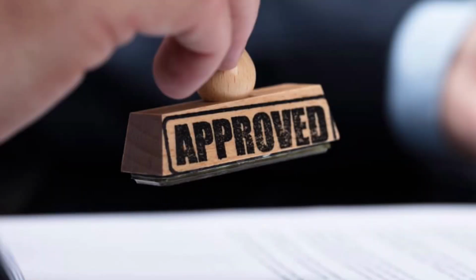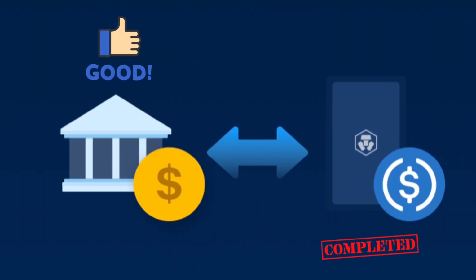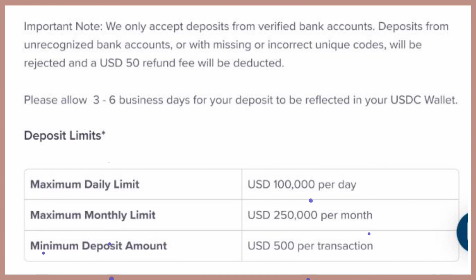Once your application is approved and you have successfully connected your bank account and USDC wallet, you can start depositing USD to receive USDC via Swift using your Crypto.com app. Please note they only accept deposits from verified bank accounts. Deposits from unrecognized bank accounts or with missing or incorrect unique codes will be rejected and a $50 refund fee will be deducted. Please allow 3 to 6 business days for your deposit to be reflected in your USDC wallet. For the deposit limits, please see the chart.